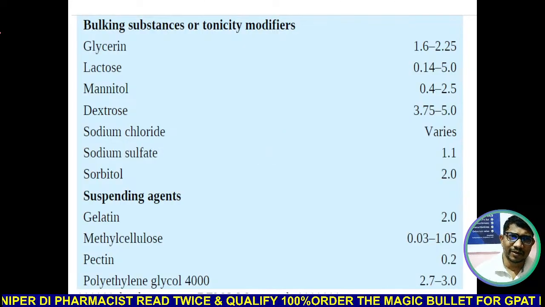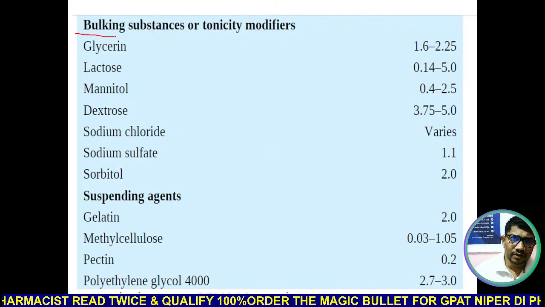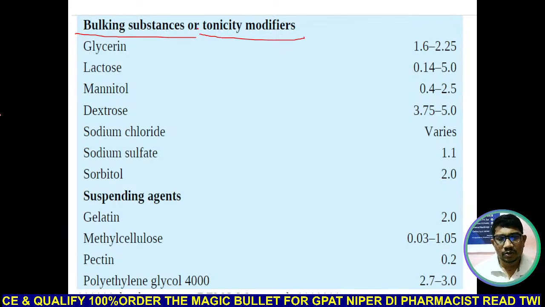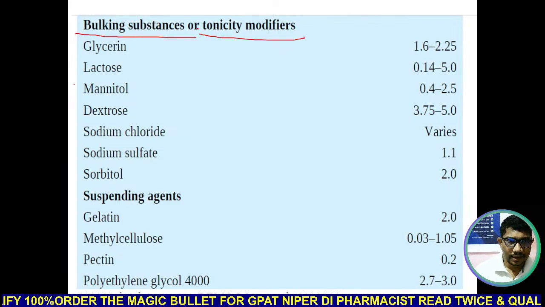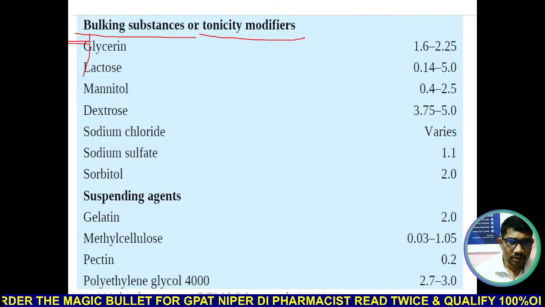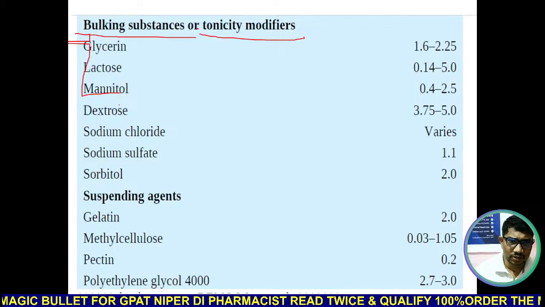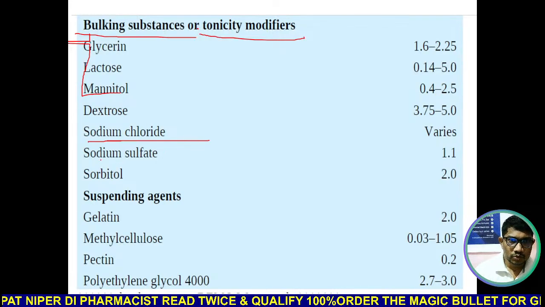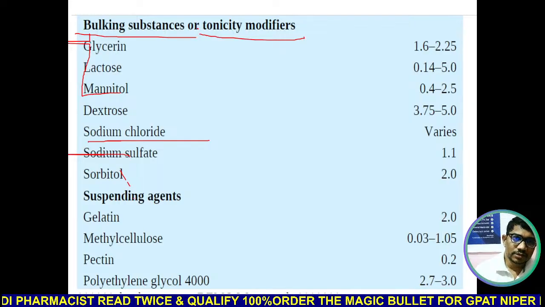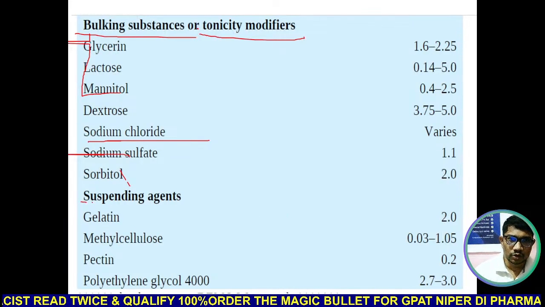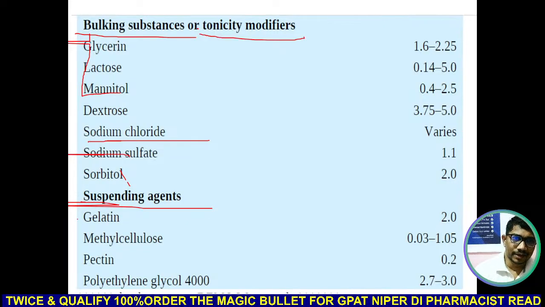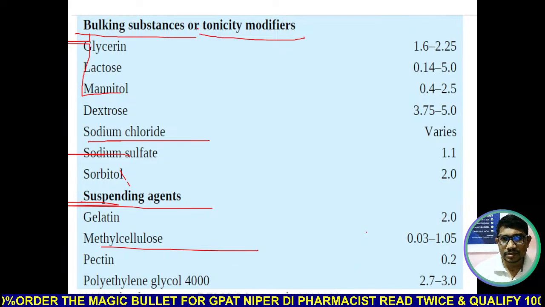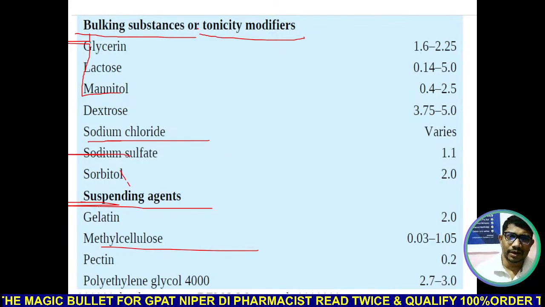Bulking agent or tonicity modifier, to enhance the bulkness or to increase the volume or to modify the tonicity. As a glycerin is a bulking agent, lactose, mannitol, all they are the bulking agent. Dextrose is also there. Sodium chloride is a tonicity modifier. Sodium sulfate, sorbitol, they are a bulking agent. Suspending agent, अगर आपका ड्रग insoluble है, सस्पेंशन में फॉर्मुलेशन करना चाहते हो, in that case gelatin, methyl cellulose, pectin, polyethylene glycol 4000, they are the suspending agent. है ना. These are the additives used in the parenteral formulation.